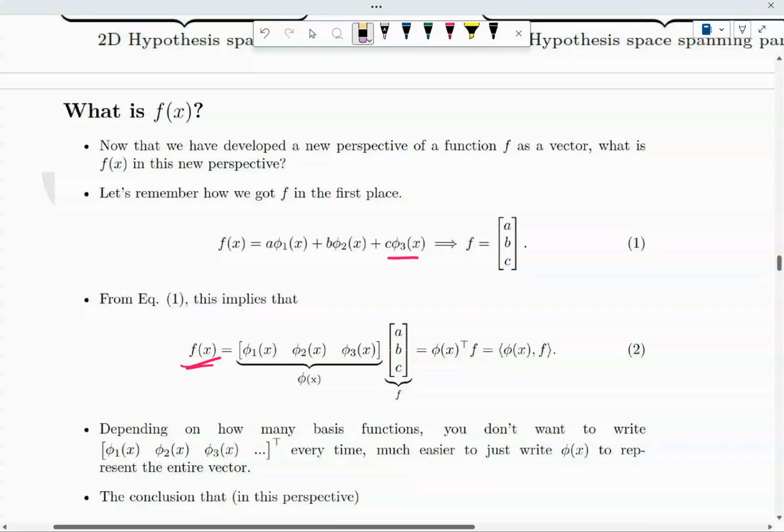So this means that if we want to find f of x, we could simply plug x into each basis function, which gives us the feature map, and then do the dot product with the function. Okay, so which means we pass x into the feature map and do a dot product with f. Another way to write it is this: the inner product between phi of x and f. So this is what f of x means.